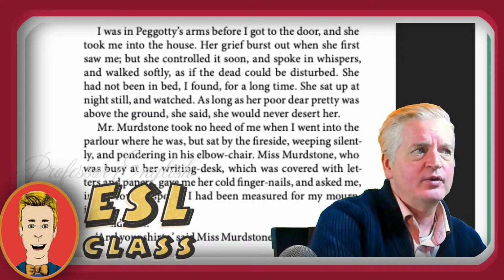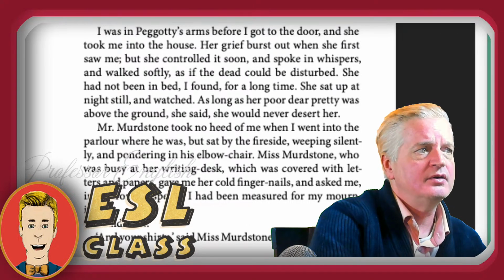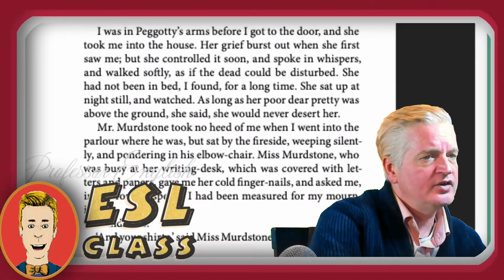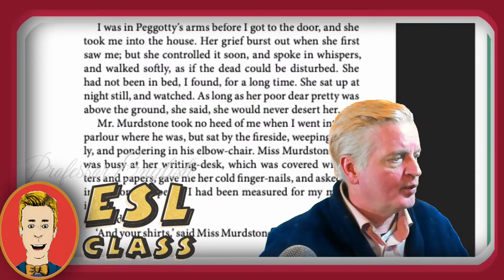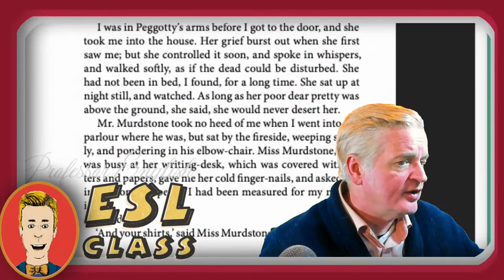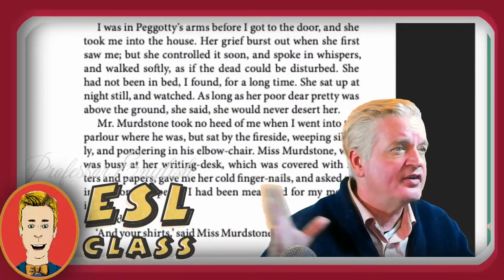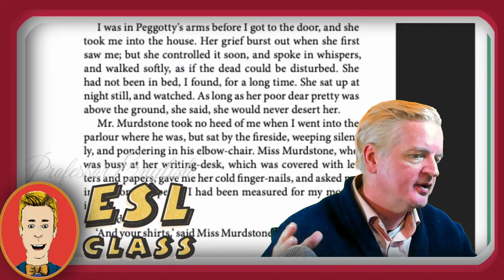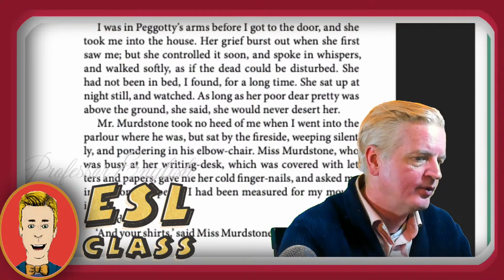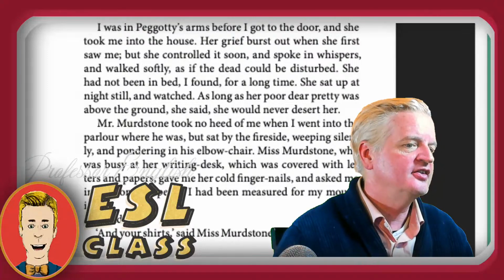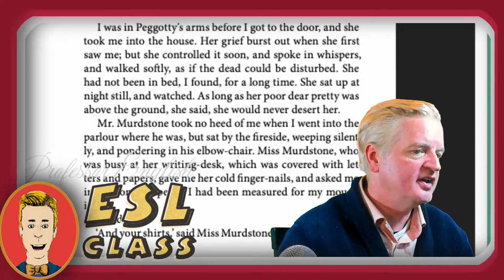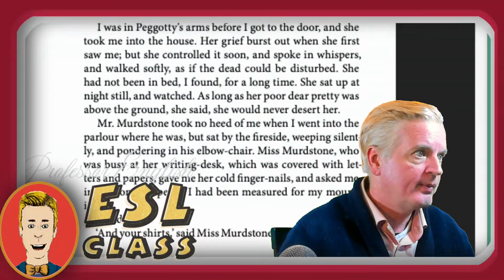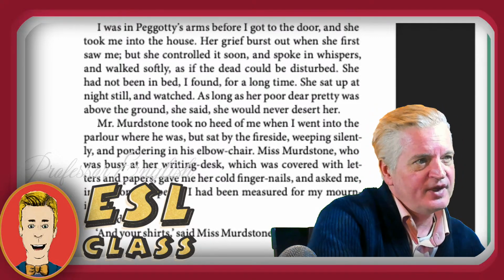She had not been in bed. I found her for a long time. She sat up at night, still, and watched as long as her poor dear pretty one was above the ground. She said she would never desert her. To desert someone means to leave someone, to abandon them. And she promised in an earlier chapter, I think chapter 8, I'll never leave you. And now she's keeping her promise, because the dead body of the mother is sitting in the house so people can come and see it before they bury her. And Peggotty won't go to bed. She just sits by the coffin and refuses to leave, because a few months ago, she promised, I will never desert you. Desert means abandon or leave.